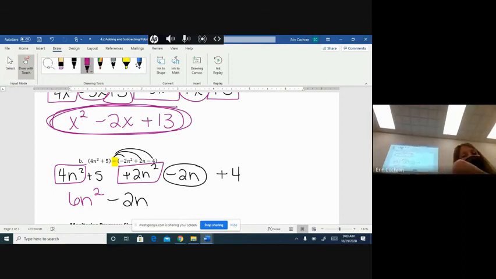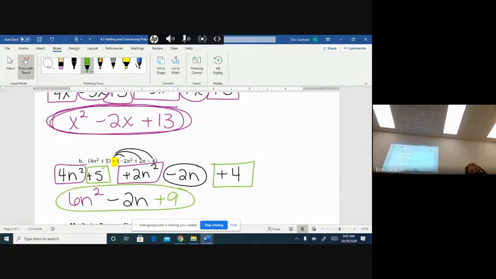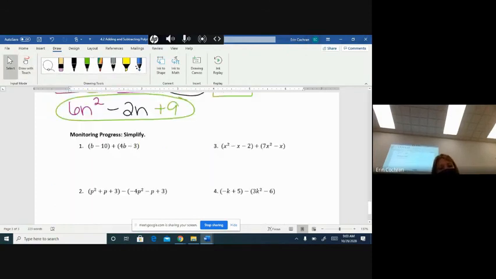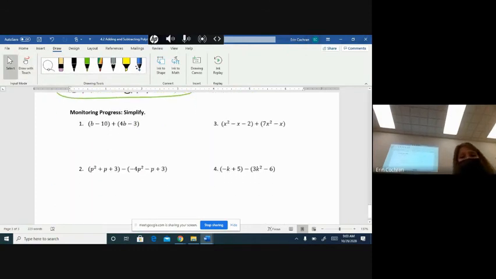And then we have what? We have a positive 5 and a positive 4, which is a positive 9. Good. What's my degree? 2. Leading coefficient? 6. And it is a trinomial. All right. Let's go ahead and let's do 3 and 2. So 2 and 3. Go do 2 and 3 on your own.